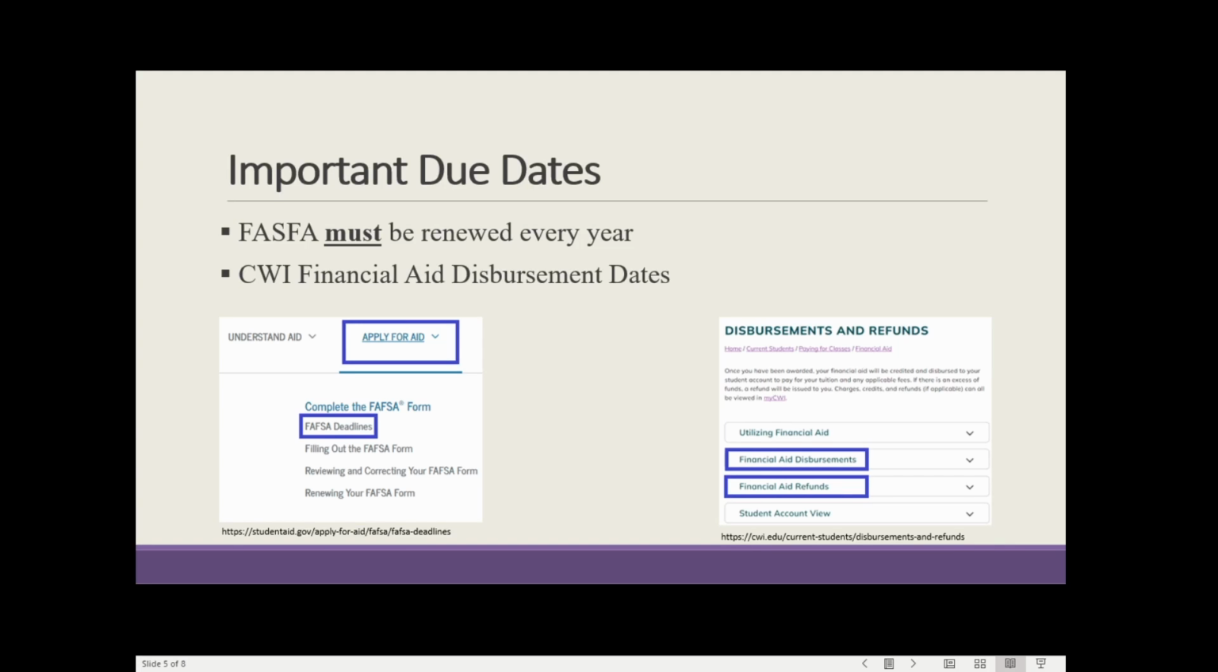Part of financial aid that is extremely important are the due dates. FAFSA must be renewed each year, and it is significantly easier than the first time because it saves most of your info. All you have to do is update anything that has changed within the recent year.